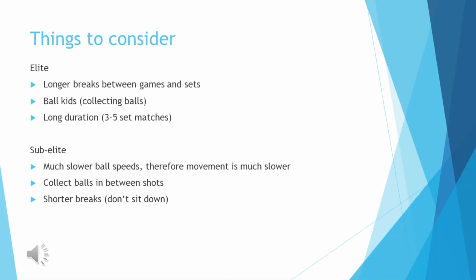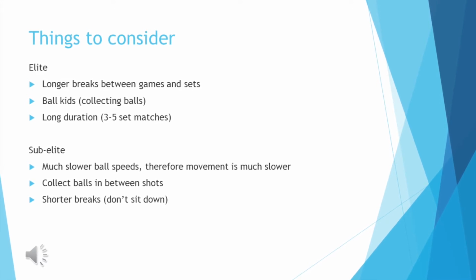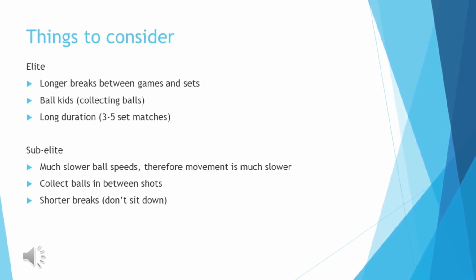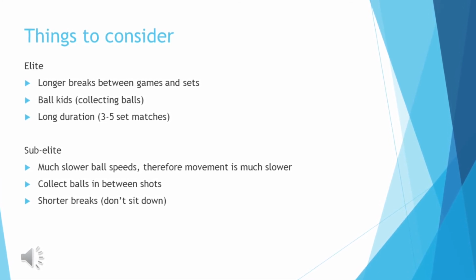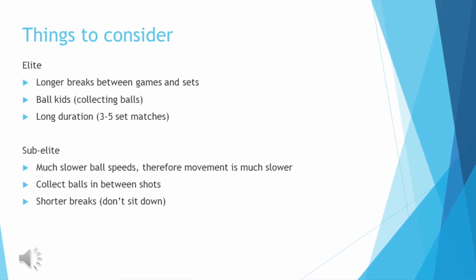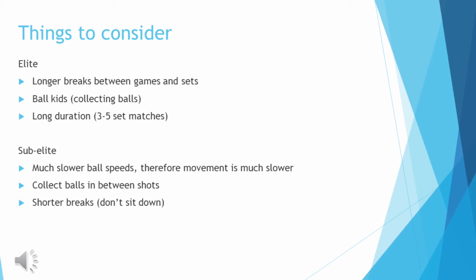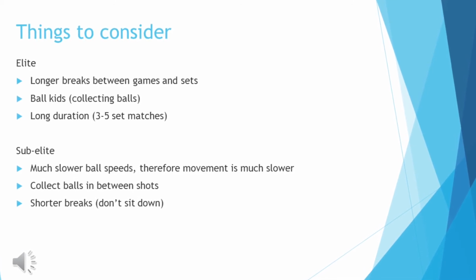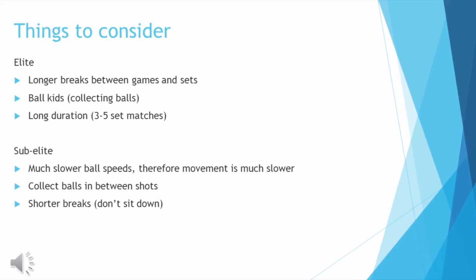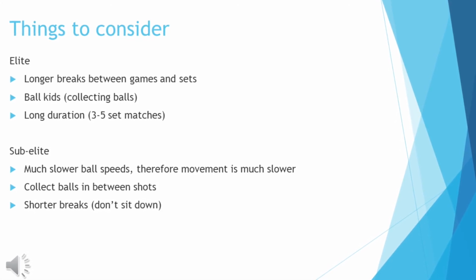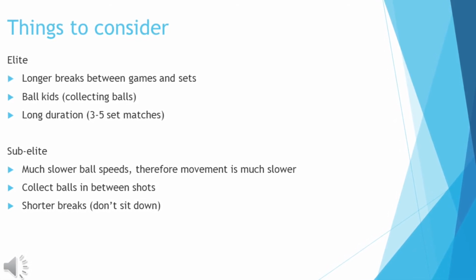I guess the things to consider when looking at elite and sub-elite match demands. For an elite competition, there are longer breaks between games and sets. They have ball kids who collect the balls, and the games last for a lot longer, so they play 3 to 5 set matches. Whereas when you look at the sub-elite, their matches quite often are only a set to 6 games.